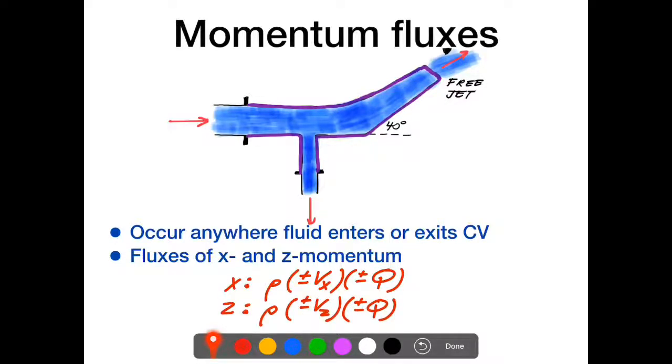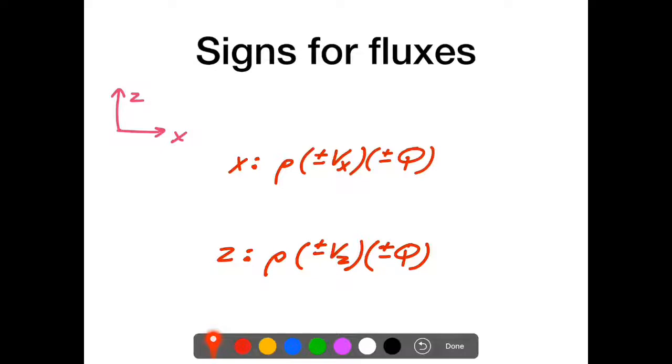They look like this. So in the x direction, you have the density of the fluid times the component of velocity in the x direction times the flow rate for a given cross-section. You'll have one of these terms for every single cross-section. I'll talk about the plus or minus signs in a second. And the same is true for the z, except that for the velocity, you're considering the vertical component of the velocity at that cross-section. The key for the fluxes is really to get the signs correct. So how do we do that? Well, here are the fluxes in the x and the z, and here's how you do the signs.